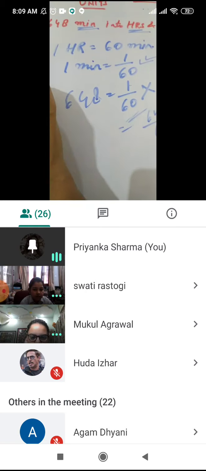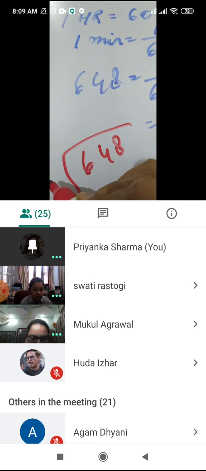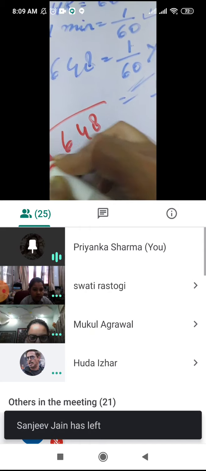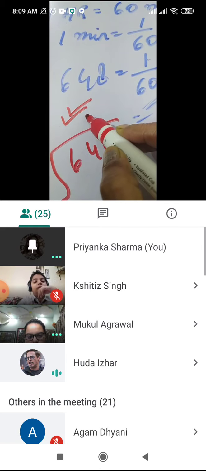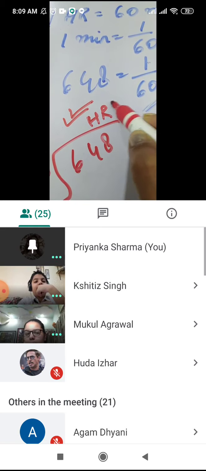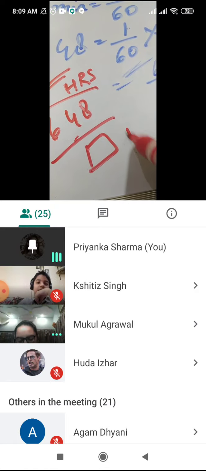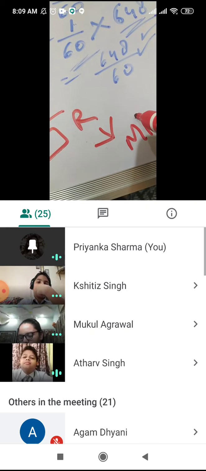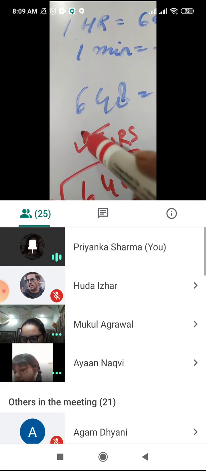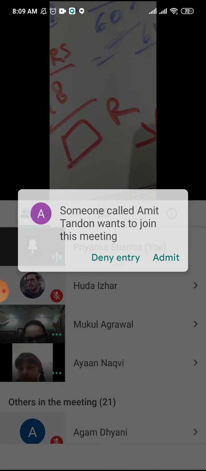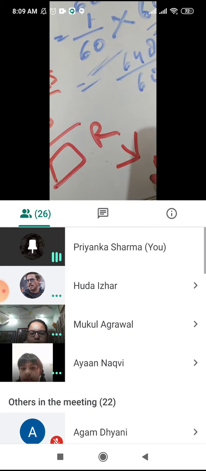After dividing, as I told you, when we divide 648 by 60, the quotient that we will get here will be hours, because we have to convert into hours and minutes. And the remainder that we will get here will be minutes. When we convert minutes into minutes and seconds, the quotient is minutes and the remainder is seconds. When we convert into hours and minutes, the quotient is hours and the remainder is minutes.